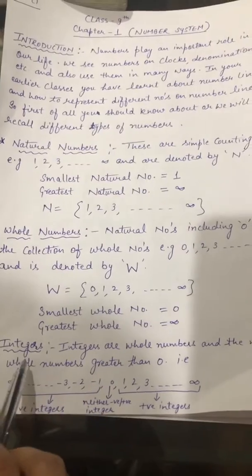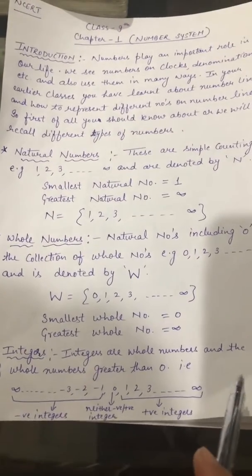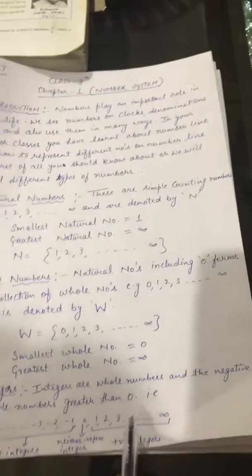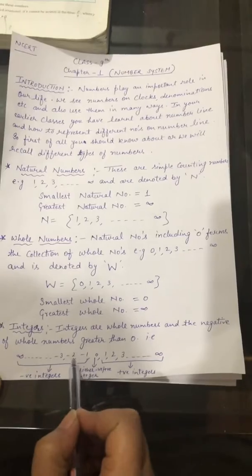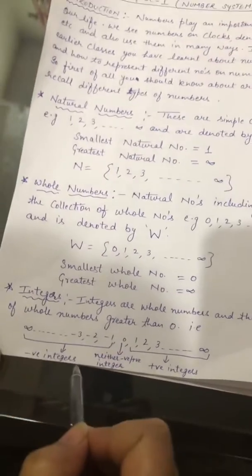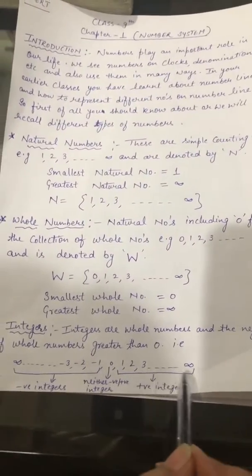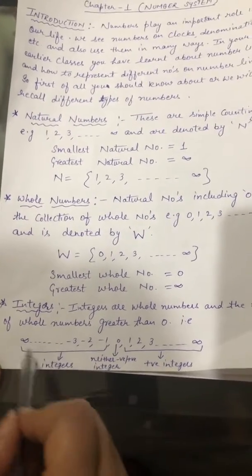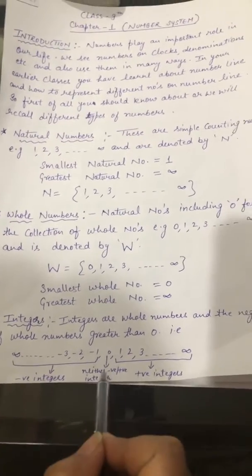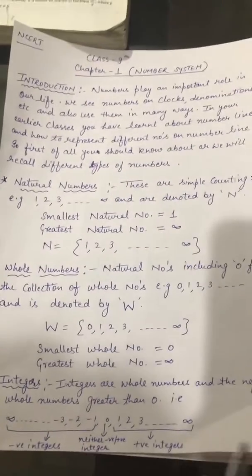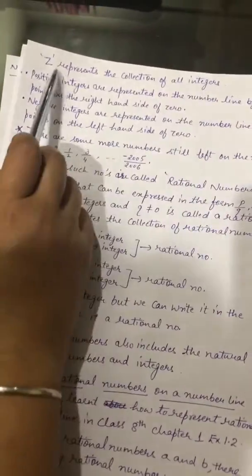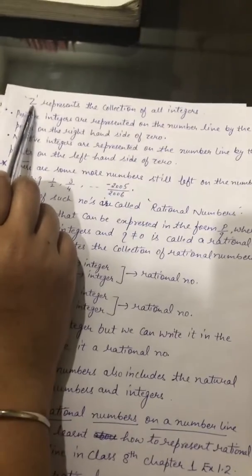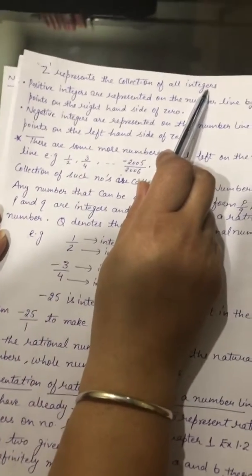The next category is integers. Integers are whole numbers and the negatives of whole numbers greater than 0. That is 0, 1, 2, 3 up to infinity, and 0, minus 1, minus 2, minus 3 up to infinity. So you can see 1, 2, 3 up to infinity are positive integers, and minus 1, minus 2, minus 3 up to infinity are negative integers. And 0 is neither a negative nor a positive integer. So integers are represented by capital Z.